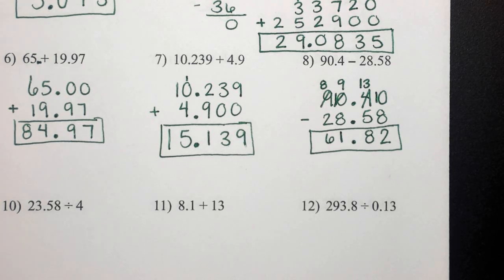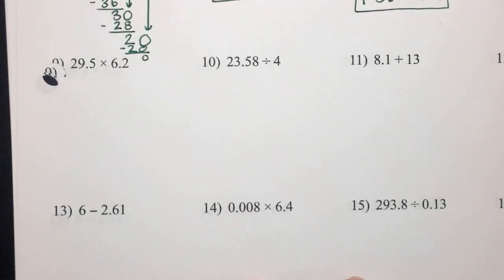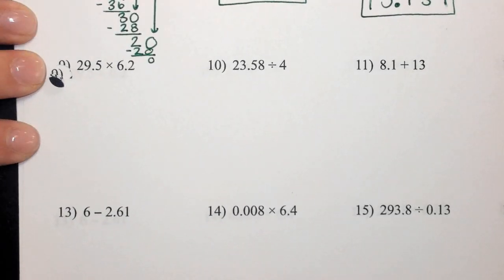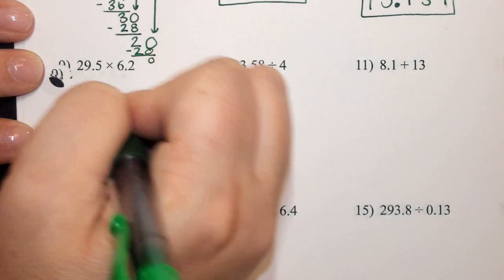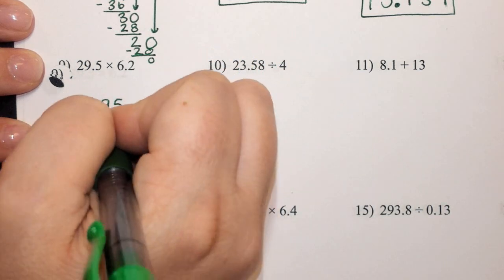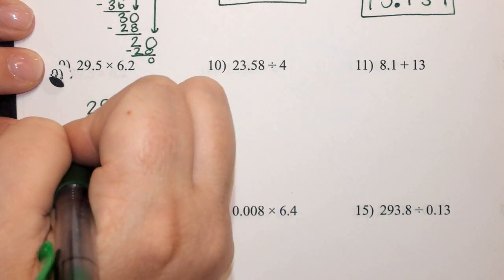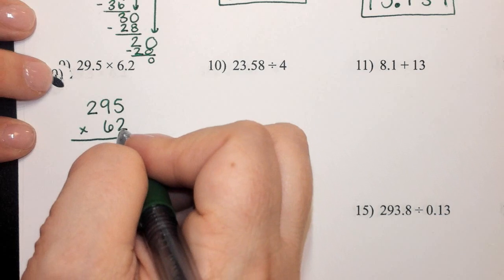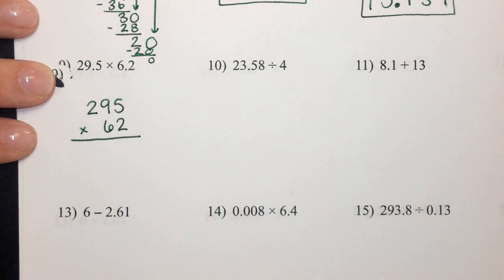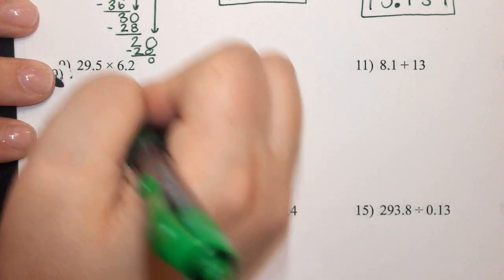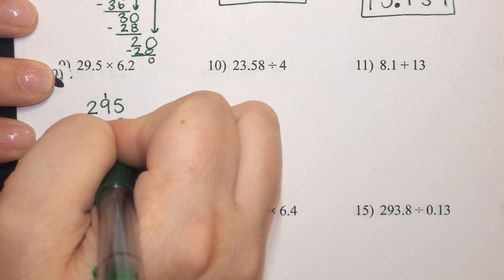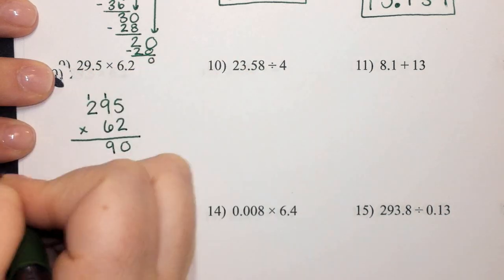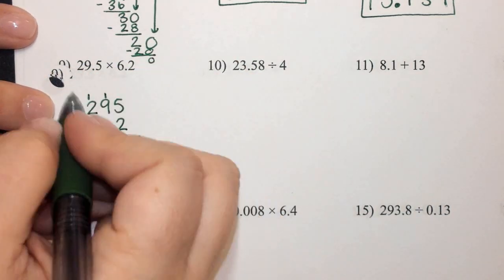All right, let's do number 9 together. It's multiplying, so what am I going to do about my decimal? Just leave them out. Just don't. Act like it's not there. 295 times 6, 2. 2 times 5 is? 10. Carry the 1. 2 times 9? 18 plus the 1. Carry the 1. 2 times 2? 4. Plus the 1?